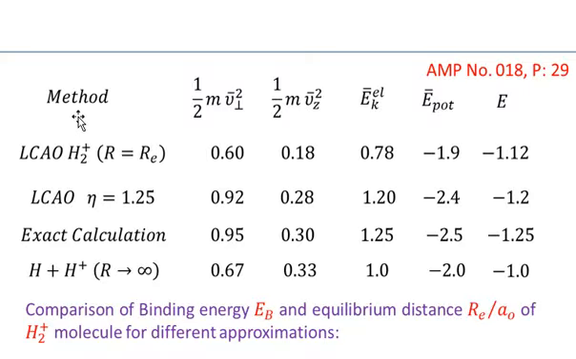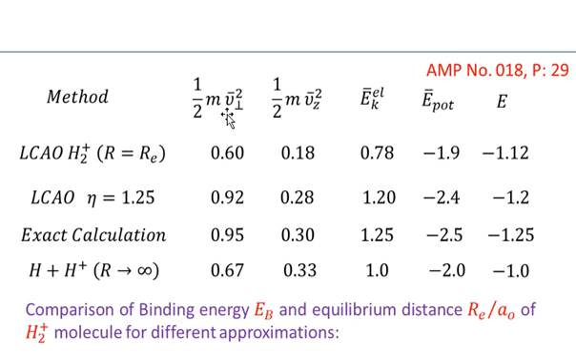For example, in the leftmost column, I have the methods, which include LCAO for the hydrogen singly ionized molecule at R equal to Re. The second one is the LCAO method at eta equal to 1.25. The third one is the exact calculation, and the fourth one is the hydrogen atom plus the singly ionized hydrogen in the approximation that R goes to infinity. That is, the two atoms, the hydrogen atom and its ionized counterpart, are much farther away from each other.